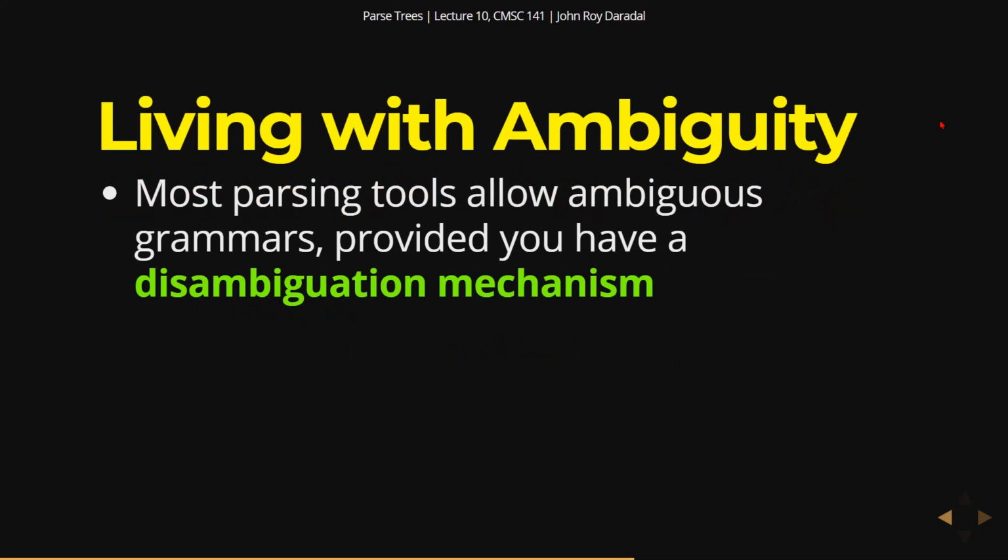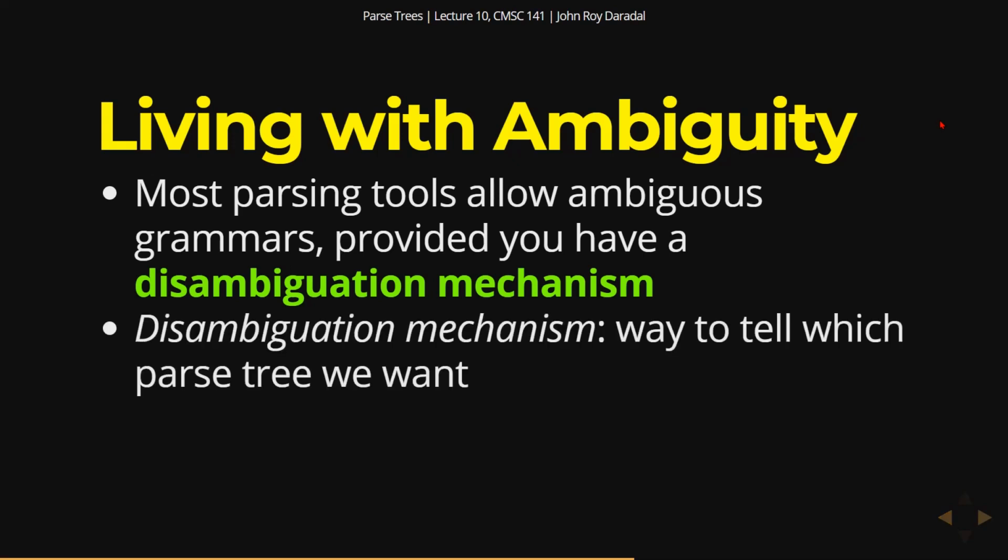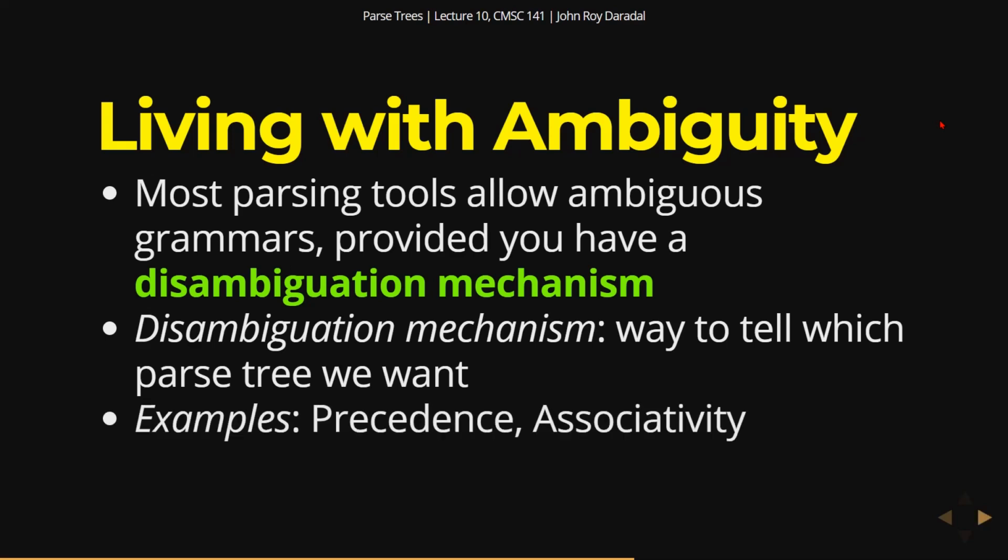Okay. So how do we live with ambiguity? Most parsing tools allow ambiguous grammars, provided that you have a disambiguation mechanism, or a way to break the ambiguity. Okay, so a disambiguation mechanism is a way to tell which parse tree we want. Because if you have ambiguity, remember that you would have multiple parse trees as a result, right? So the disambiguation mechanism will tell the parser, hey, I want this interpretation. Okay, so use this one. So that is a disambiguation mechanism. Examples of disambiguation mechanisms are precedence and associativity.